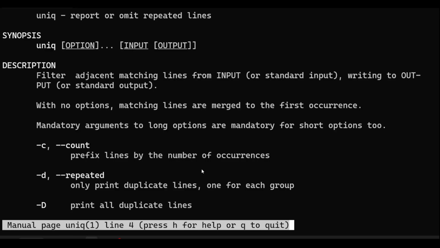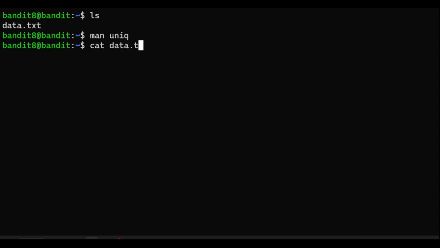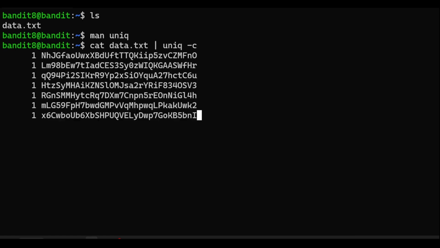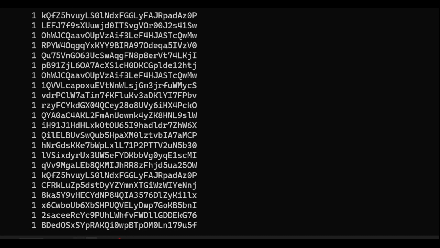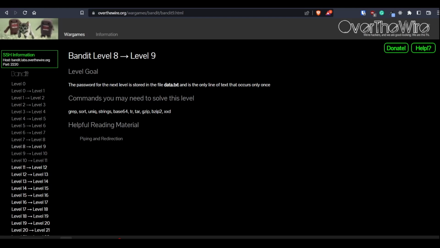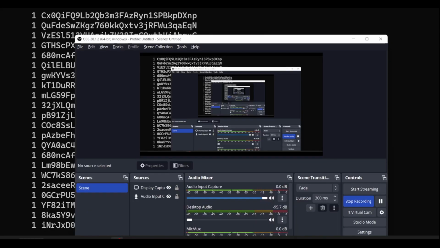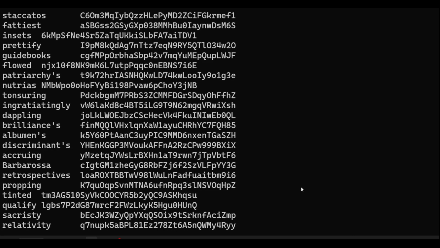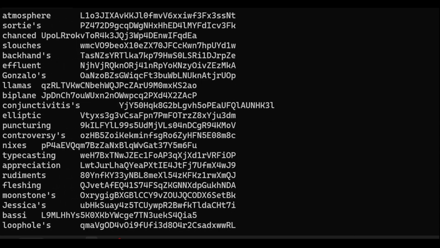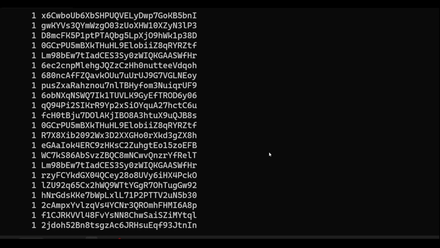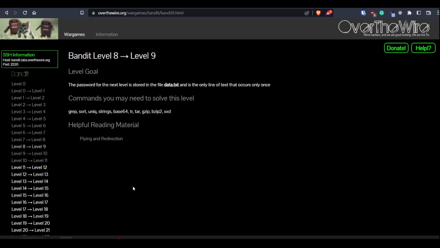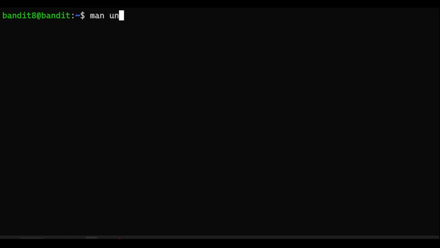Cat data.txt, pipe uniq minus c. Okay. Bro, so many lines, it occurs only once. There are so many lines of text which occur so many times. Okay, wow, that is a little hurtful. Oh my god. Okay, so that is not it. Wait, I think there is something in that only. 100% sure it's something in that.